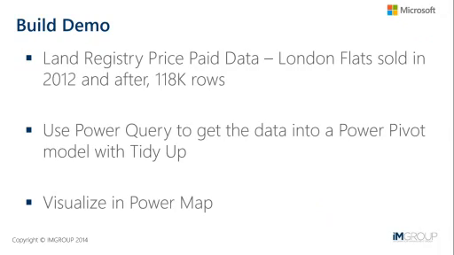So let's get on with a little demo. What I'm going to do is use the same data set, but I'm going to use flats in London sold in 2012 and after. So it's about 118,000 rows. Now I'm going to use Power Query that you saw last week to get the data into a Power Pivot model. And we're going to do a very small bit of tidying up in Power Pivot. And we're going to visualize that data then in Power Map.